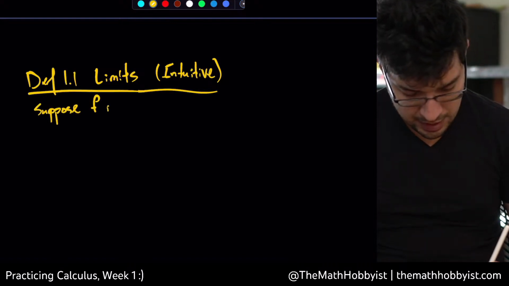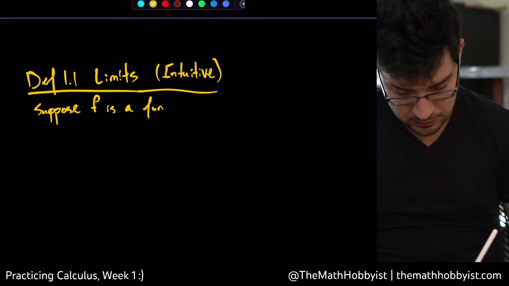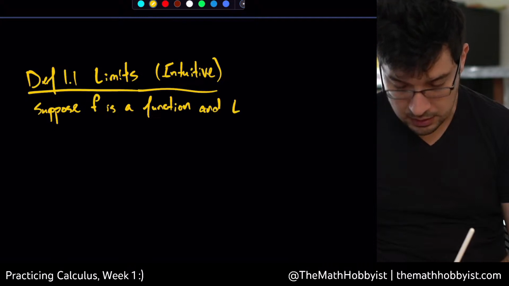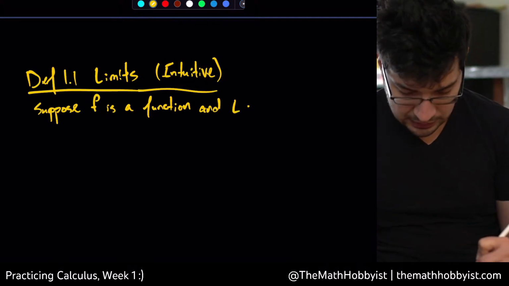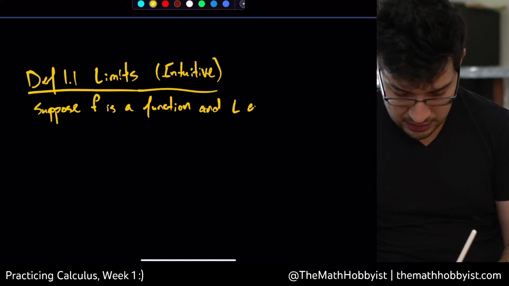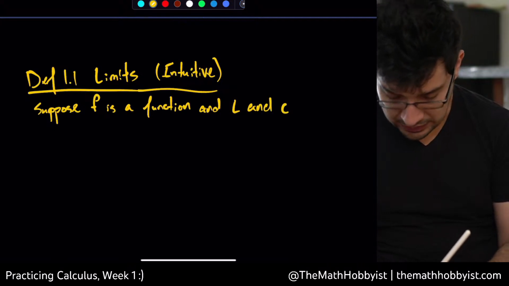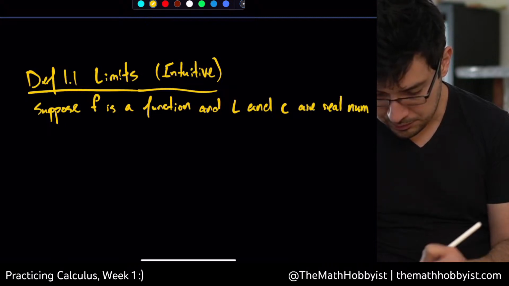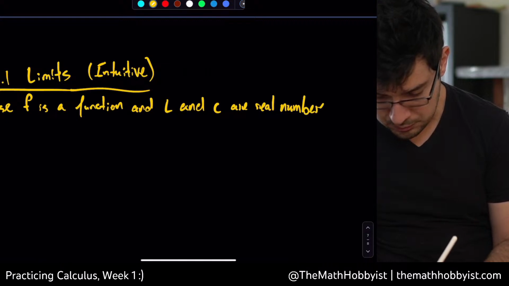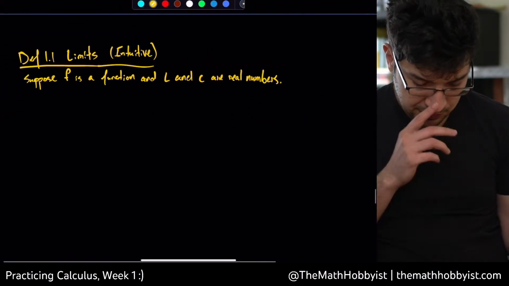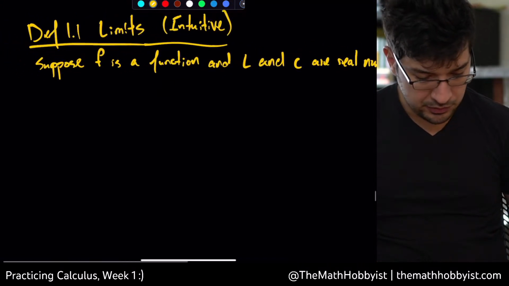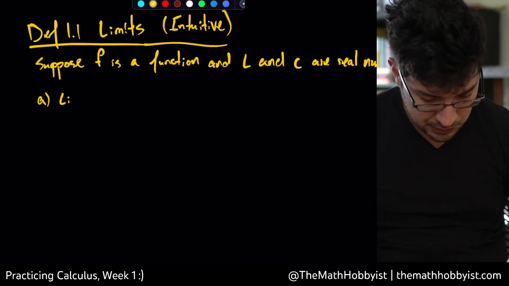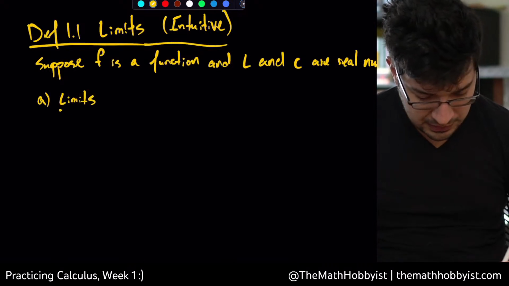All right. It says, suppose f is a function and L and C, yeah, she uses C, L and C are real numbers. So suppose f is a function and L and C are real numbers. Nothing too crazy so far, but that's setting up for what we're going to define here. Limits.